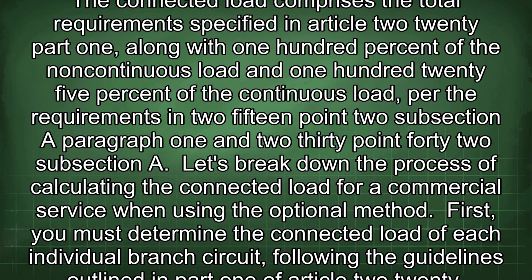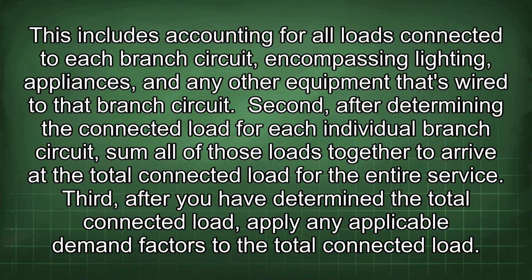Let's break down the process of calculating the connected load for a commercial service when using the optional method. First, you must determine the connected load of each individual branch circuit, following the guidelines outlined in Part 1 of Article 220. This includes accounting for all loads connected to each branch circuit, encompassing lighting, appliances, and any other equipment that's wired to that branch circuit.